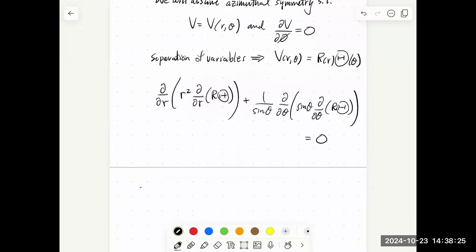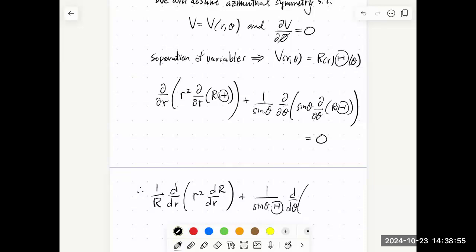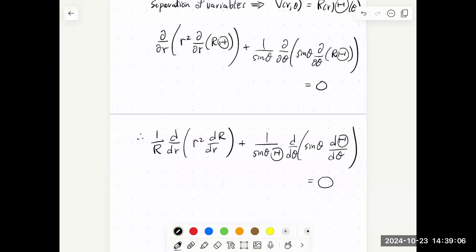And so we're going to get 1 over R, and now the partial derivatives are just going to become ordinary derivatives because they're acting only on functions of r. So d by dr, r squared, d by dr acting on R, plus 1 over sine theta times capital Theta, d by d theta, sine of theta, d Theta d theta. I hope that's right. That all has to be equal to 0. Let me check. Yeah, I think that looks probably okay.